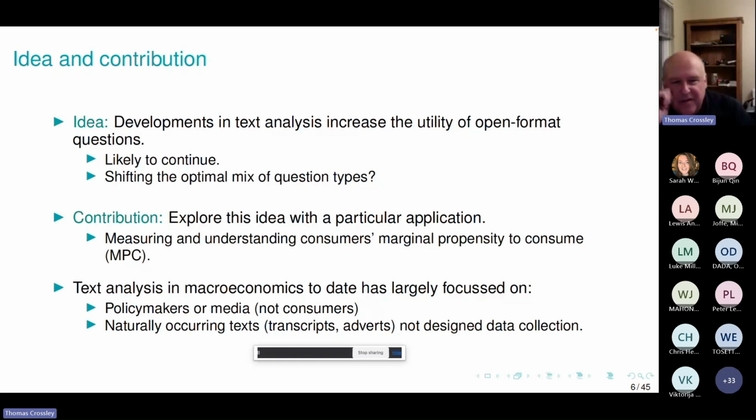Okay, and I think text analysis is a growing field in macroeconomics, but it's largely focused on the words of policymakers and not the words of consumers. So we'll be different today in that we're focusing on the words of consumers. And it's largely focused, I think, on naturally occurring text, transcripts of, for example, monetary policy committees, adverts, job vacancies, and less so on designed data collection. And so here we're thinking about designed data collection. We design a survey, but we use open format questions. And I guess the other example that's like this is the Ferrario and Stancheva work on redistributional preferences.